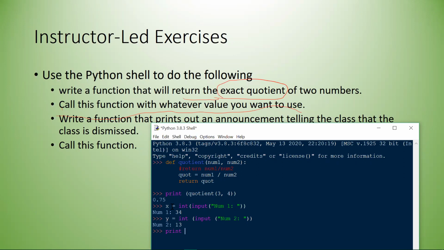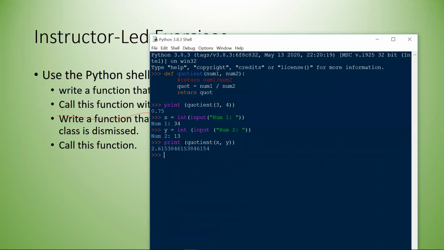Print quotient. So what do I put here, everybody? X and Y. X and Y, very good. Not num1, num2, X and Y. Those are the 2 variables we just got. It gives you the quotient. So this is how you define the function and how you use it. Any questions, everybody?